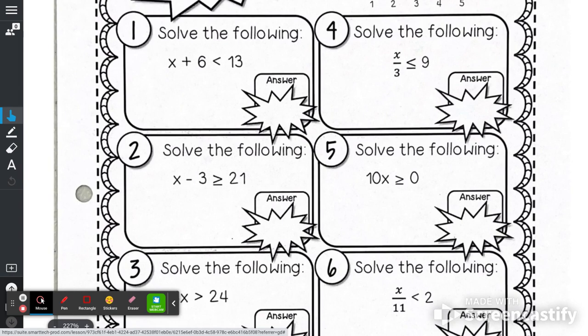Okay, so I am going to give you a few minutes to do numbers 1 through 6. I'm going to give you about 5 minutes, and then we're going to check our answers real quick.